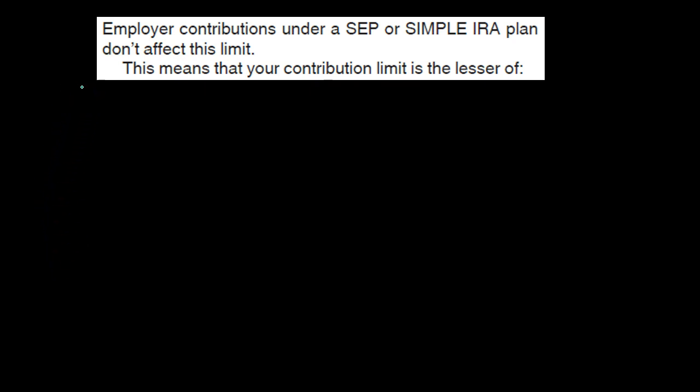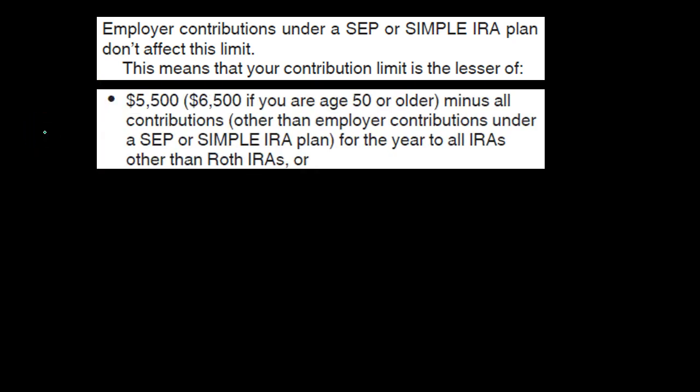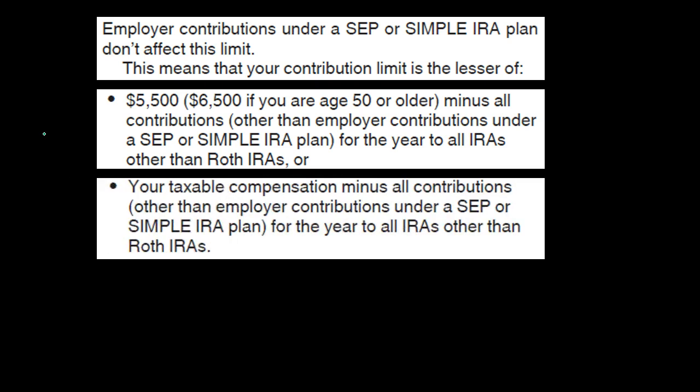So this means that your contribution limit is the lesser of 5,500, 6,500 if you are age 50 or older, minus all contributions other than employer contributions under the SEP or SIMPLE plan for the year to all IRAs other than Roth IRAs, or your taxable compensation minus all contributions other than employer contributions under the SEP or SIMPLE IRA plan for the year to all IRAs other than Roth IRAs.